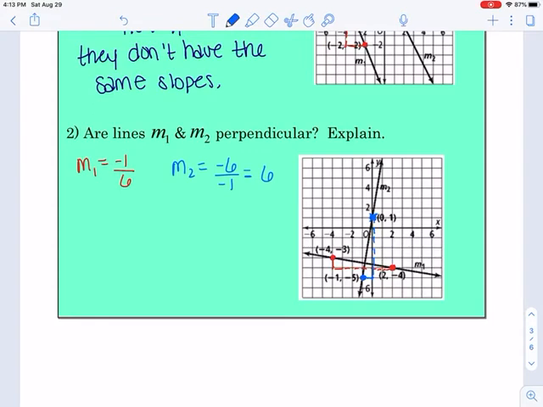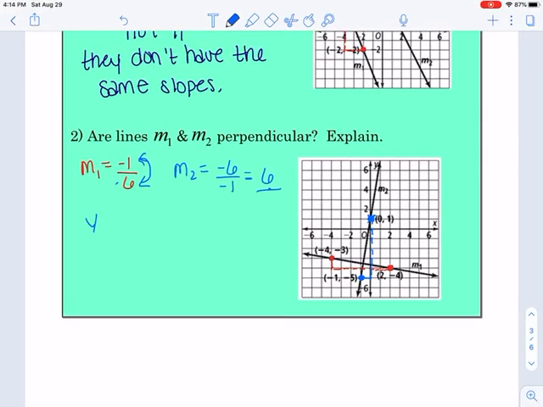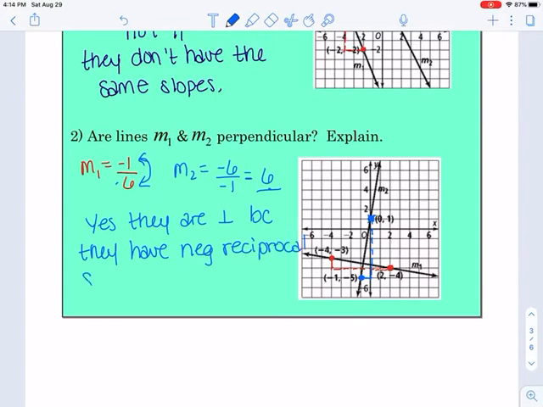So now we need to decide, are they perpendicular? If they're perpendicular, the slopes have to be negative reciprocals. So the negative part: one has to be negative, one has to be positive. I have a negative 1/6 and a positive 6. I have that part. And then I need to see if I flip this, would I end up getting this? And the answer is yes. So yes, they are perpendicular, and that is because they have negative reciprocal slopes.